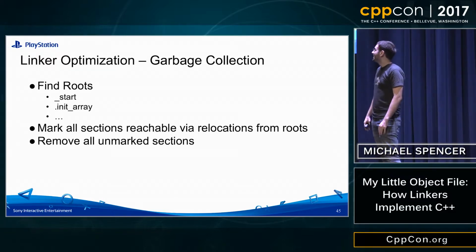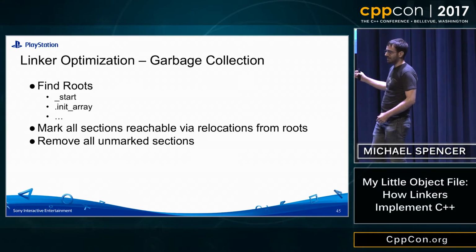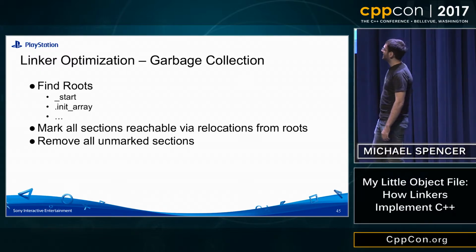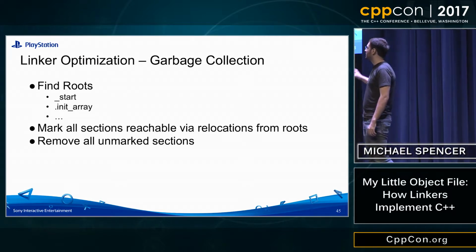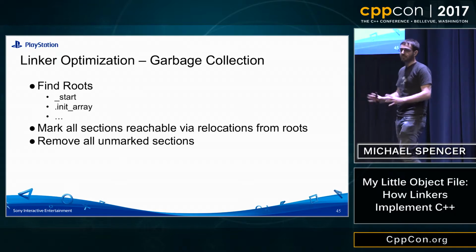It's bad. So what garbage collection will do is, first, you've got to find all the roots. Like your start, which is where the entry point of your program is, all your global constructors, and a ton of other things. Then you just do mark sweep. You mark all the sections that are reachable, and then remove everything that's unmarked.